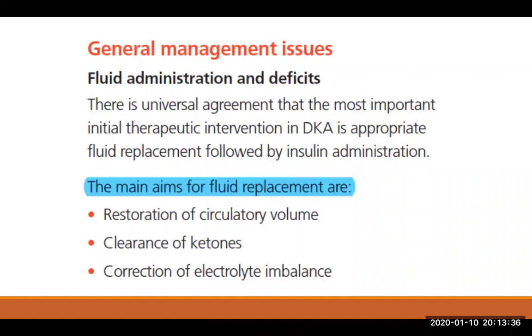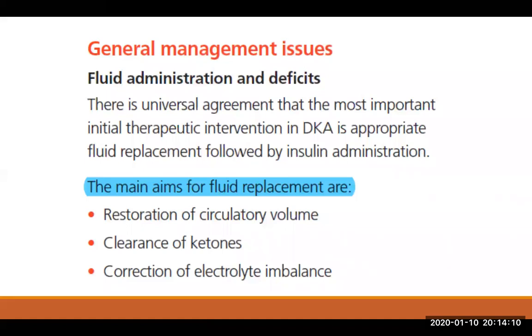A general management issue in DKA: we must replace the fluid and potassium, and we must give insulin to resolve acidosis. These are the 3 main lines for the treatment of DKA. Bicarb in most cases is not indicated. Phosphate replacement is not indicated. Magnesium replacement is not indicated in most cases. The main aim, the most important one, is fluid replacement, either in DKA or hyperosmolar hyperglycemic state.